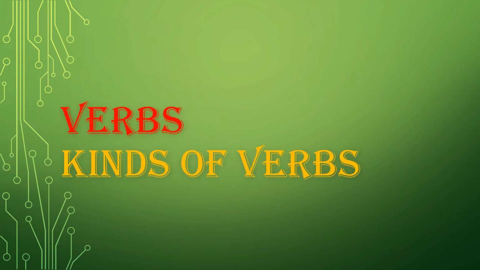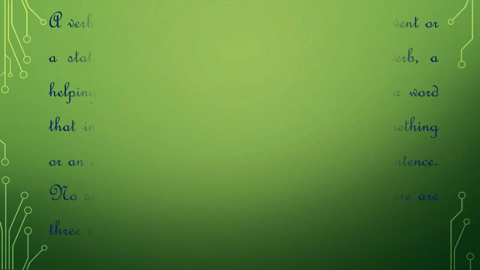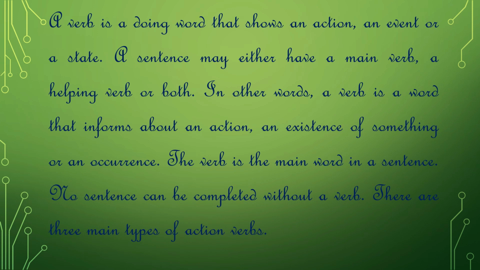Under parts of speech, we have learned noun, pronoun, adjective, and we come to the next point, verb. Now, see, what is a verb? A verb is a doing word that shows an action, an event, or a state. A sentence may either have a main verb, a helping verb, or both.